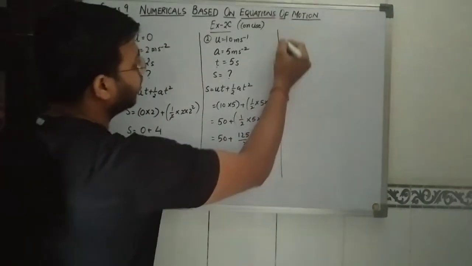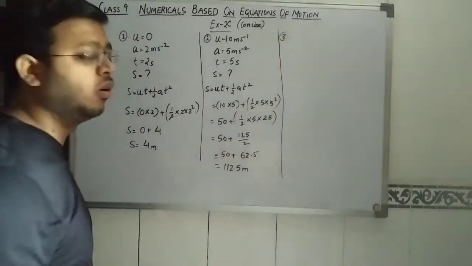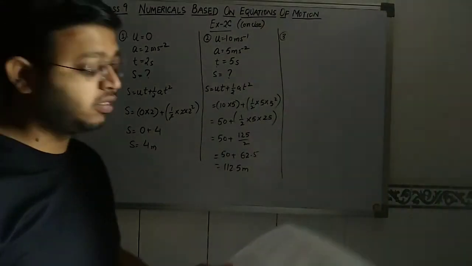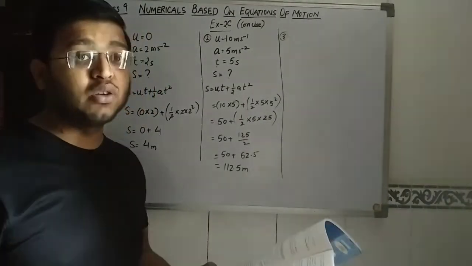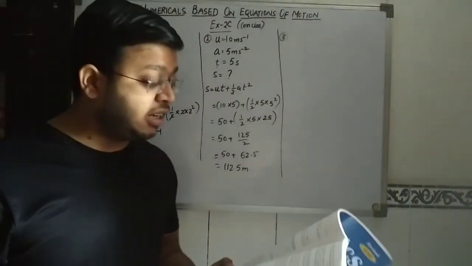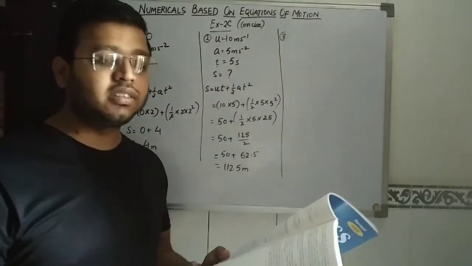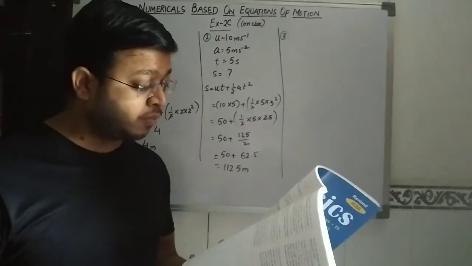So this is numerical number 2. There is no difference between numerical number 1 and 2, so 1 and 2 are the same. Now we are coming to numerical number 3. A vehicle is accelerating on a straight road. So a vehicle is moving on a straight road.